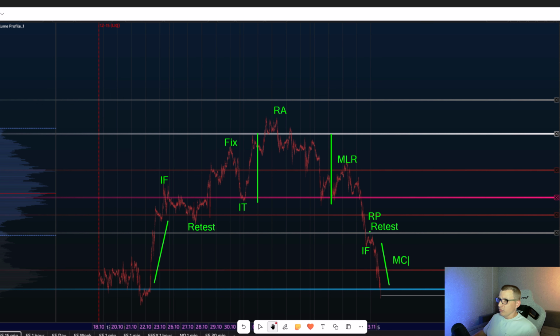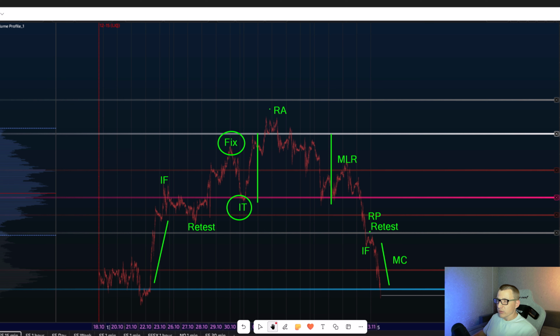This was some previous structure. Then we see an initial fill, retest, move continuation. Then we see a fix formation. Sellers close their positions. Then we see an initial trade. This is when retail traders join the train, in the same direction as the previous movement. And here the first segment of the balance has ended.